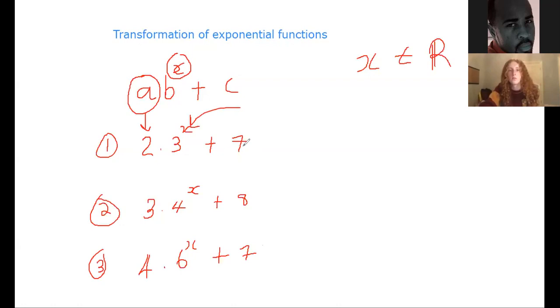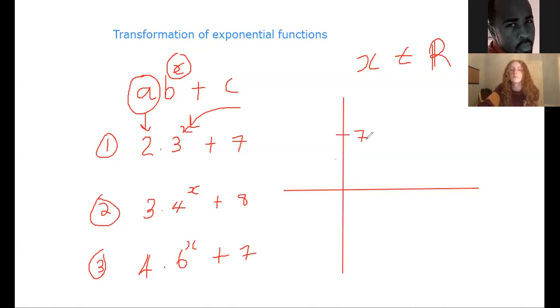Now, actually, c has a function too. C is what we call the asymptote. Do you know what an asymptote is? It's the line that it's constantly approaching. That's it. It's approaching but never gets to it. So if we have 7, then this baby is constantly approaching 7. y is 7. It's what we call the horizontal asymptote. So it'll approach 7 but never get there.